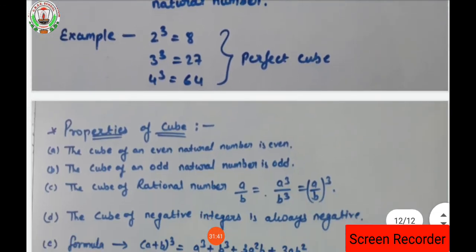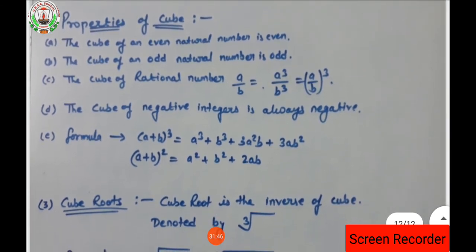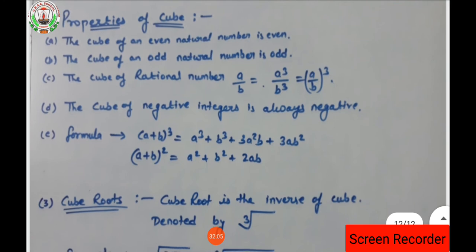Okay, then properties of a cube. Here properties are given. The cube of an even natural number is even. Cube of an odd natural number is odd. Then cube of a rational number is what? When the number is written in the form of p by q, a by b, it is called a rational number where b is not equal to 0 and a is an integer, either positive or negative. So that is called a rational number.